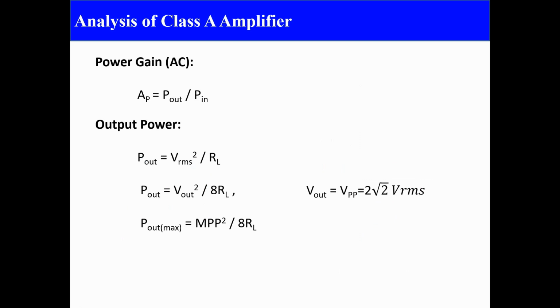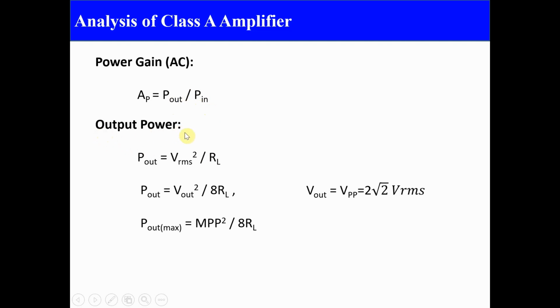For any amplifier, especially for class A amplifier, the first parameter is power gain. Power gain is similar to voltage gain. In voltage gain it is output voltage upon input voltage, but here it is AC power gain. It is denoted by AP, and it is output power upon input power. Which power, AC or DC? AC. So power gain is the ratio of AC output power to AC input power. Here P out and P in are AC powers.